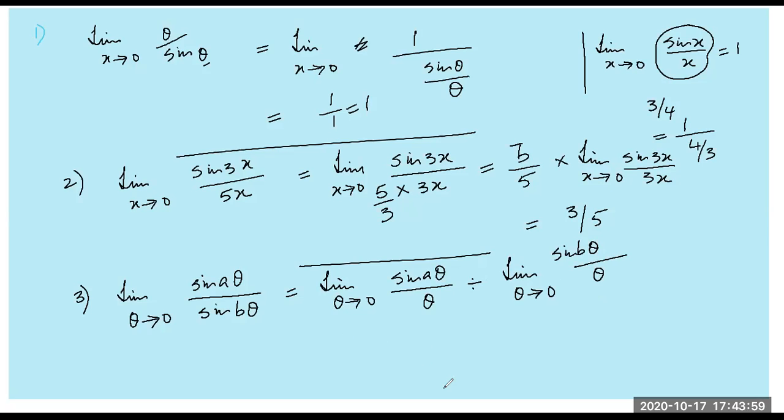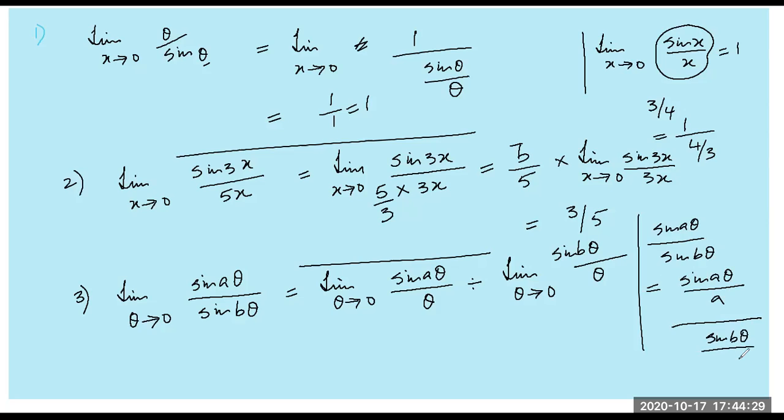Hello, Ishma. Yes, sir. Well, we can write sine a theta divided by sine b theta is equal to sine a theta by a, whole divided by what? Sine b theta by b. No, not a, a cancels with a. But we wanted to have theta, so we'll write theta here instead of a theta. Right, so we got it.